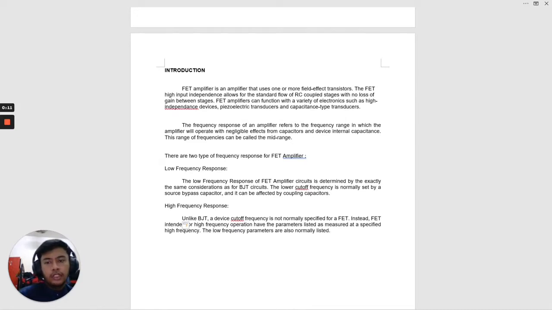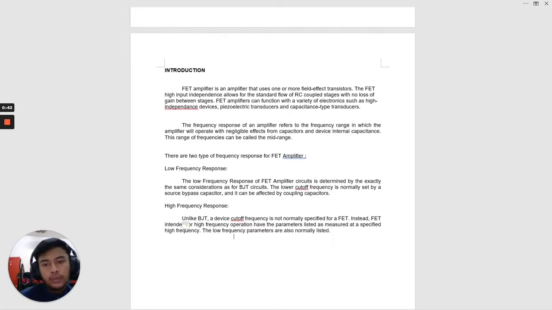Okay, for the introduction, a FET amplifier is an amplifier that uses one or more field effect transistors. The FET's high input impedance allows for the standard flow of RC coupled stages with no loss of gain between stages. FET amplifiers can function with a variety of electronics such as high impedance devices, piezoelectric transducers, and capacitance type transducers.